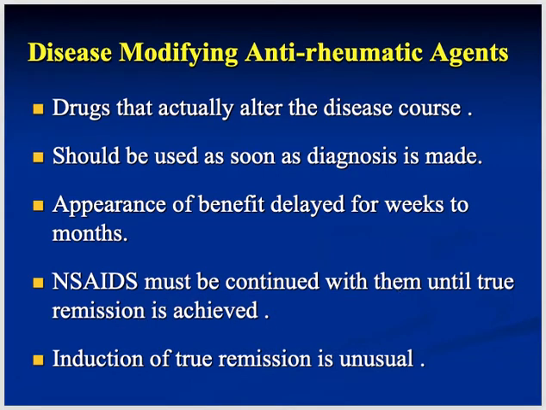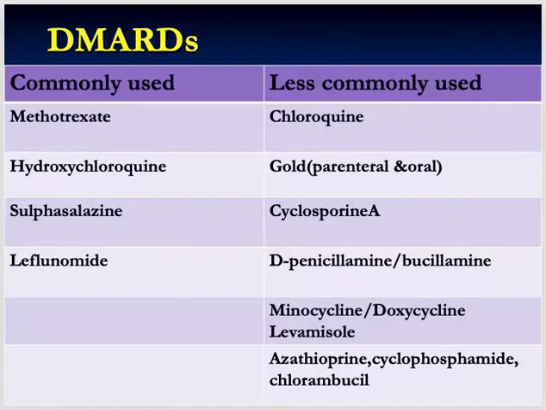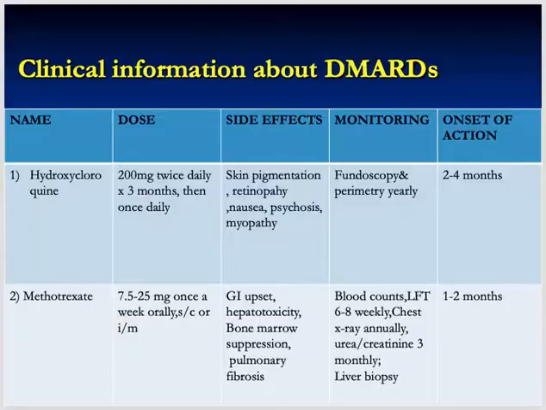So these are the DMARDs: methotrexate, hydroxychloroquine, sulfasalazine, leflunomide, gold, cyclosporine, chloroquine, d-penicillamine, minoxidil, and azathioprine. So there are many. These are the commonly used ones. Methotrexate is the most commonly used one, right? And they have a clear benefit. The studies show they have a clear-cut benefit.